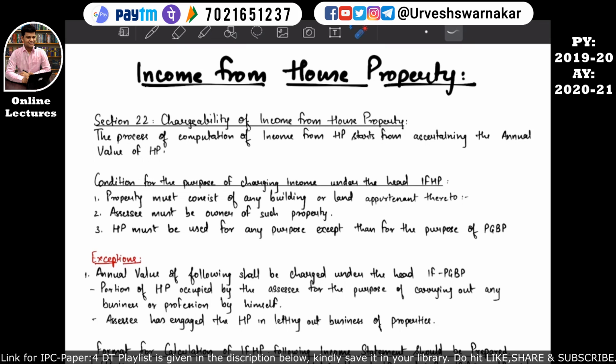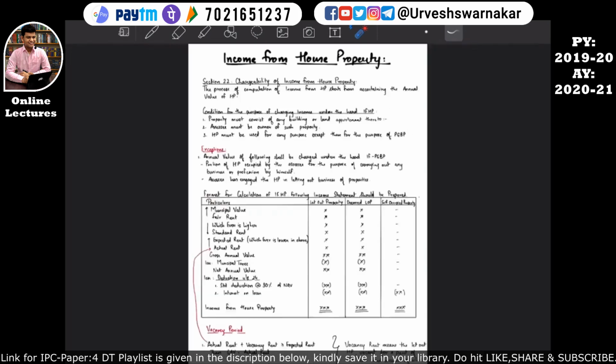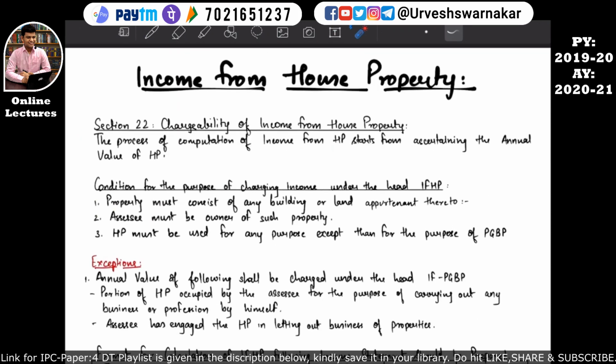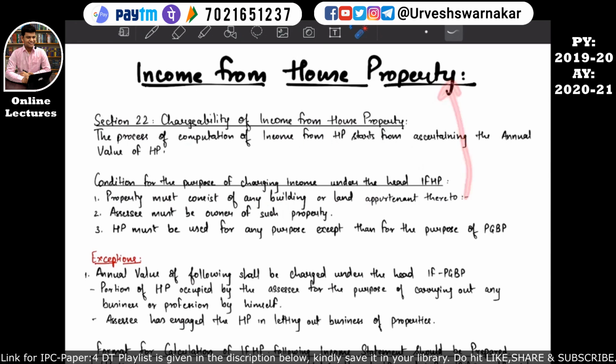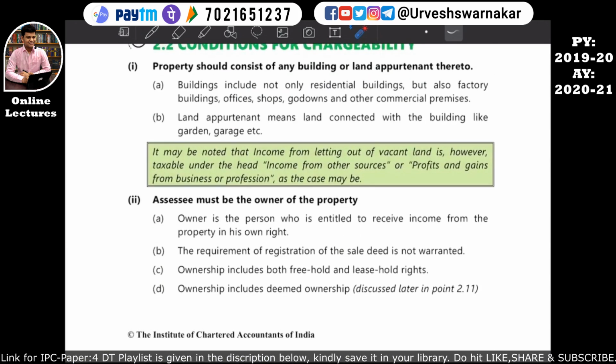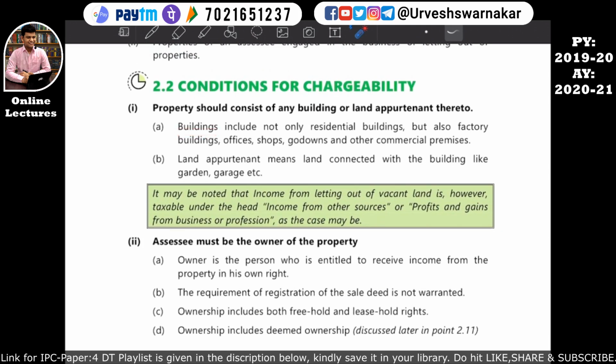So now let's understand section 22 in detail. Let's start with what property will be considered as house property. Basically, it is given in the first condition that the property must consist of any building or land appurtenant thereto, then only it will be considered as house property. So let's come back into our study material. Here they have explained what a building means and what land appurtenant thereto means.